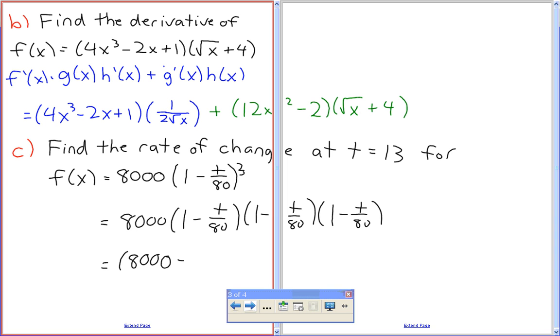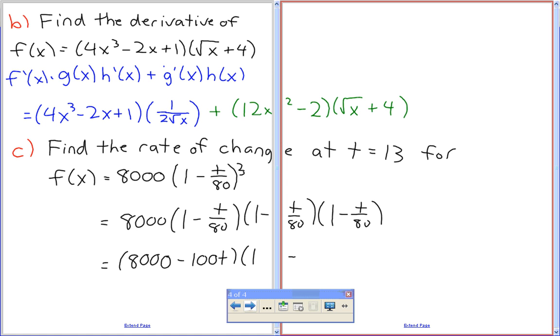8,000, what does that turn into? Minus 104? Is that right? Can somebody just confirm that? Yeah, that's right? Yes? And then this is going to be 1 minus, what's 80 squared? 6,400. The 6,400?